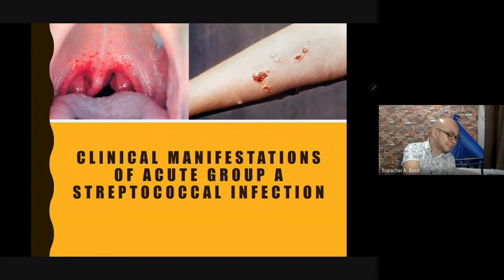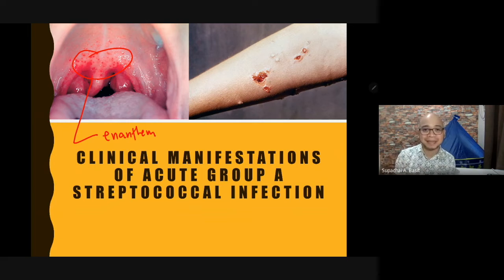So here is an example of strep throat. So characterized by enanthem. These are the rashes in the mucous membrane. But if the rashes are found in the skin, we call it exanthem. Okay, so here is an example of impetigo, okay, caused by Streptococcus pyogenes.